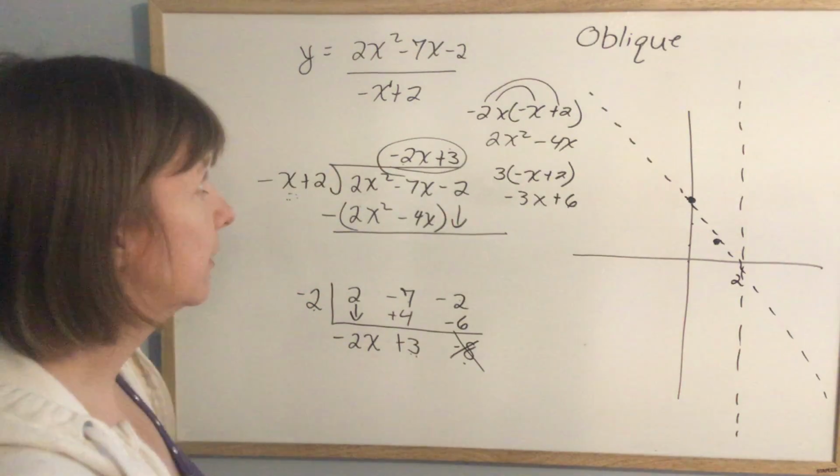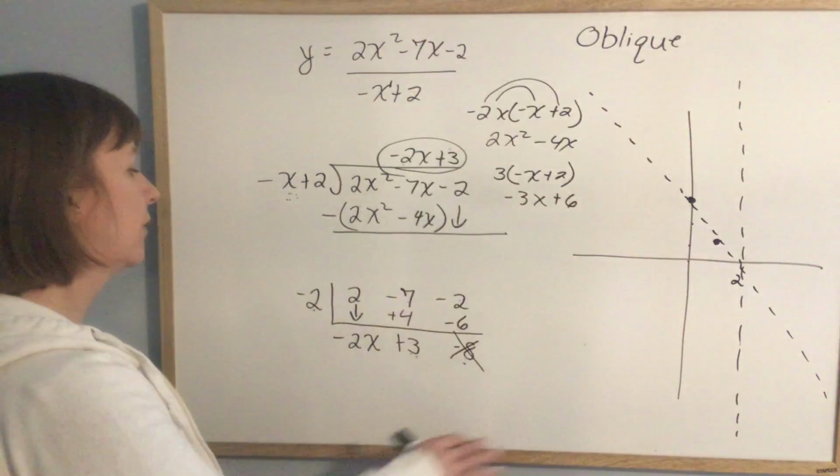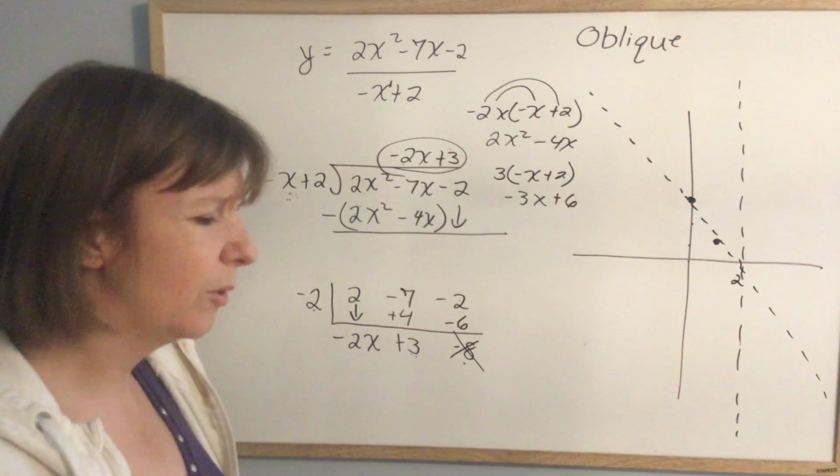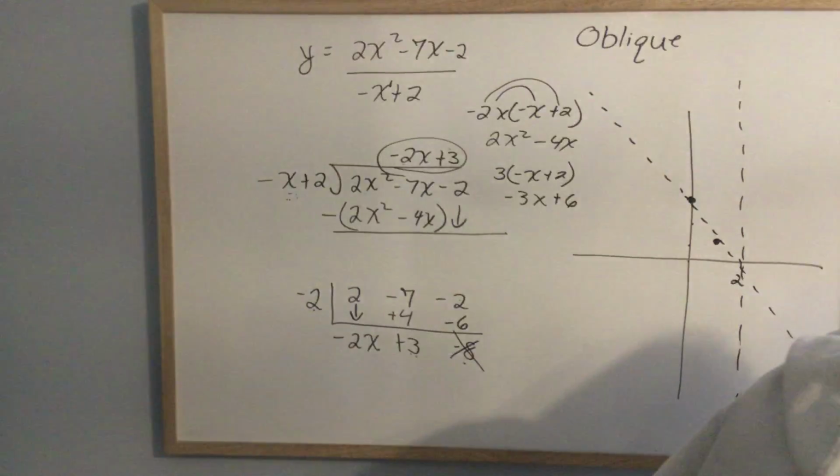So it's the opposite sign. So if 2 will make that 0, then you put negative 2 here. I don't know why that is. I don't remember. All right.